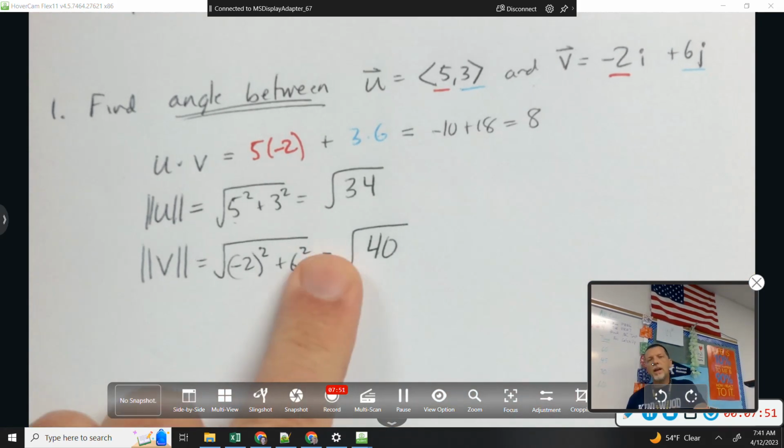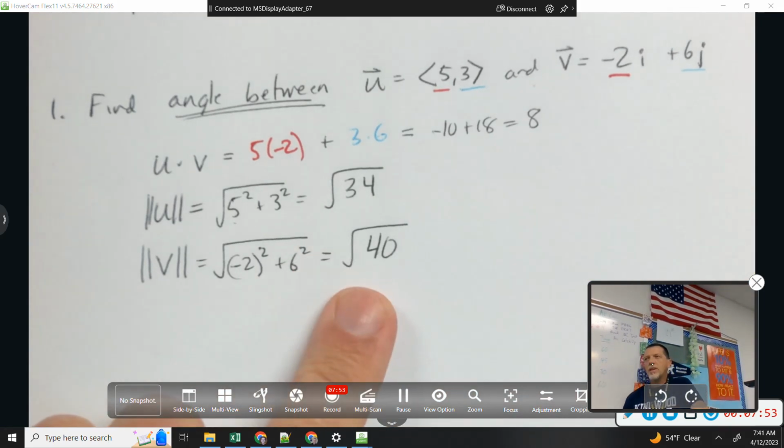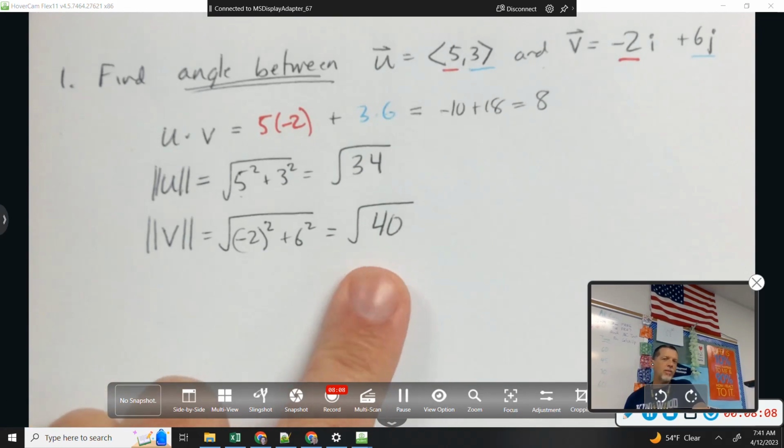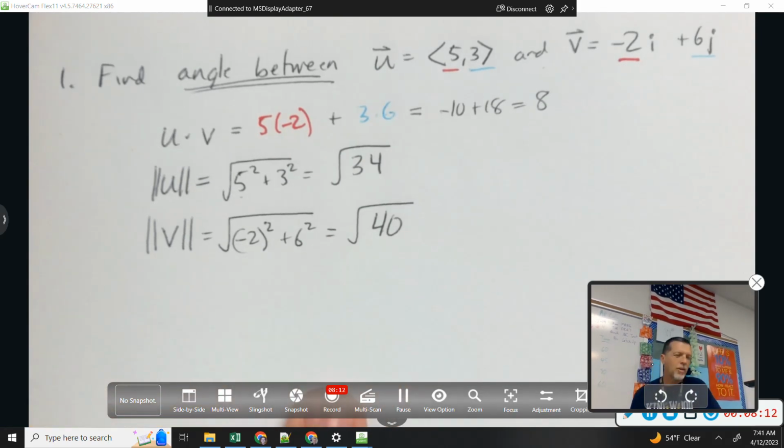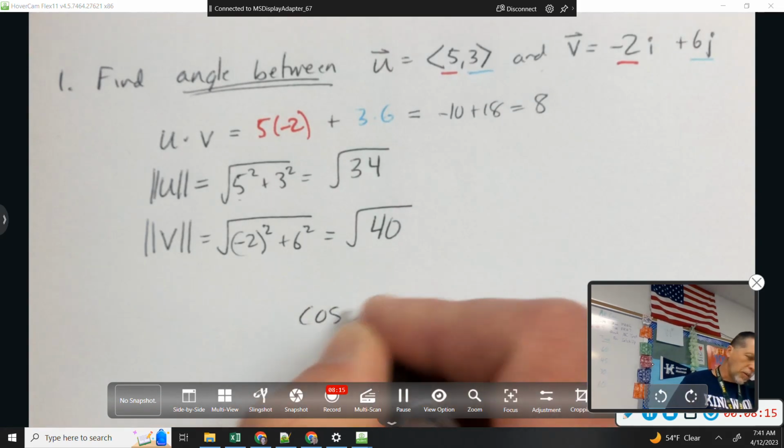Oh, by the way, 40 would reduce or simplify, but we're eventually going to the calculator anyway to get an angle, so I wouldn't even bother, right? Why risk messing it up when you don't need it reduced anyway? So if you're looking at that thinking, wait a minute, isn't that 2 square root of 10? Yes, but it doesn't matter because it's going to go into this formula.